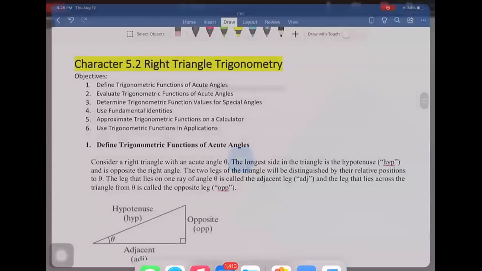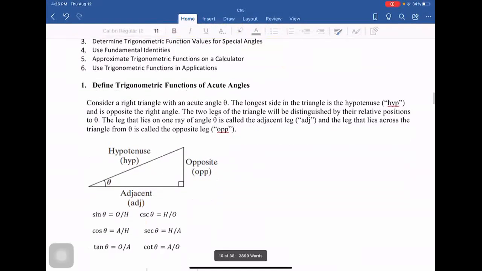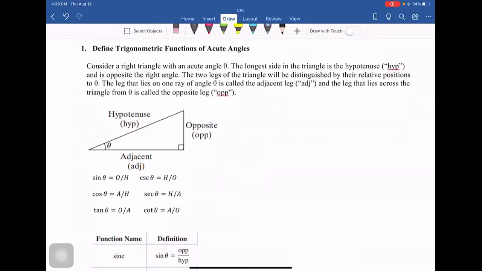In this video, let's learn chapter 5.2, right triangle trigonometry. Okay, the first part is to define trigonometric functions of an acute angle. Consider a right triangle. Just look at this picture.